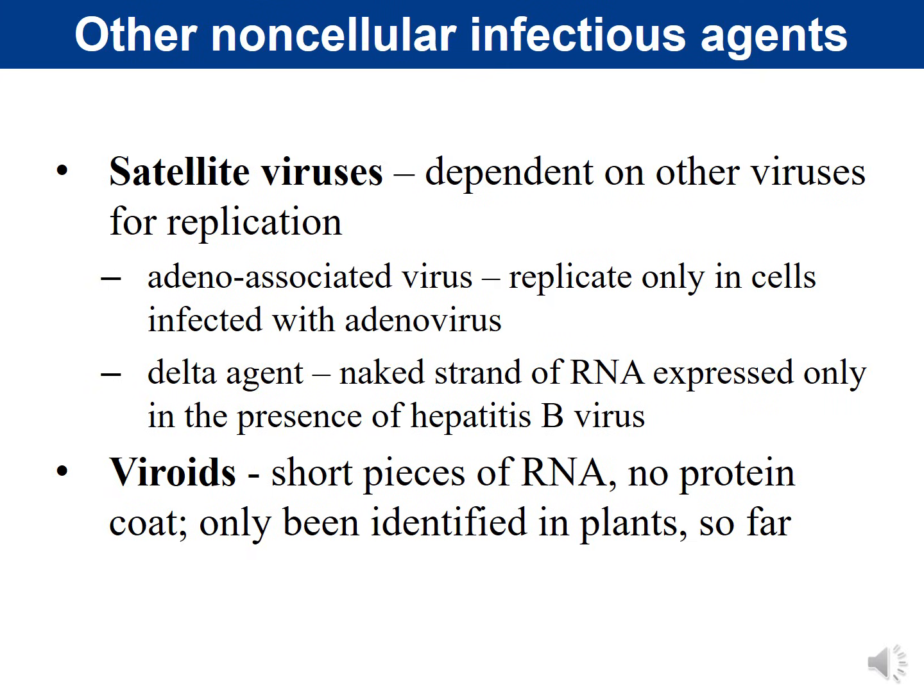There's a satellite virus called a delta agent, and this is where naked strands of RNA are expressed only in the presence of the hepatitis B virus. So only if hepatitis B virus is present will this occur. There are also what are called viroids. These are short pieces of RNA. They have no protein coat. These have only been identified in plants so far. And so this concludes our virus lecture.